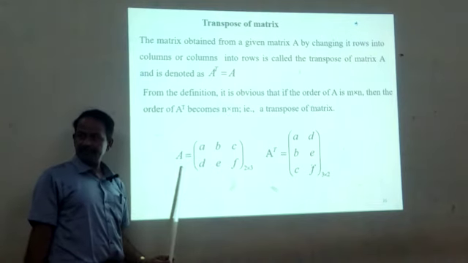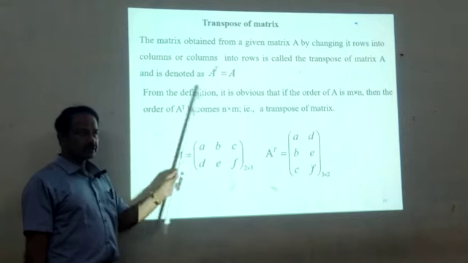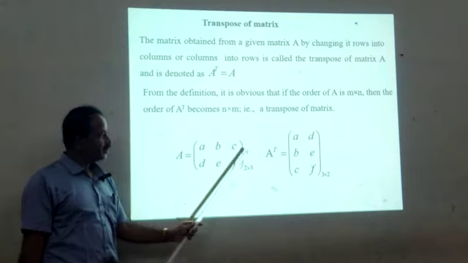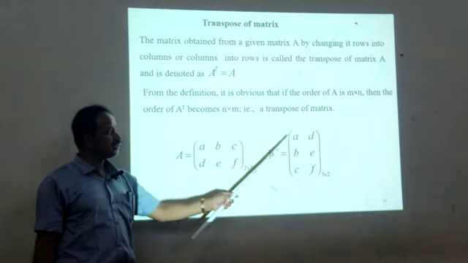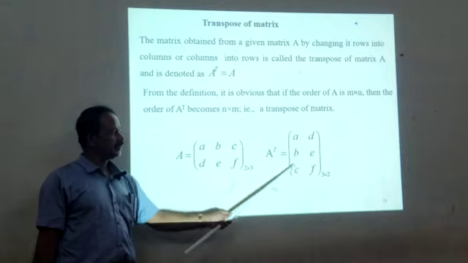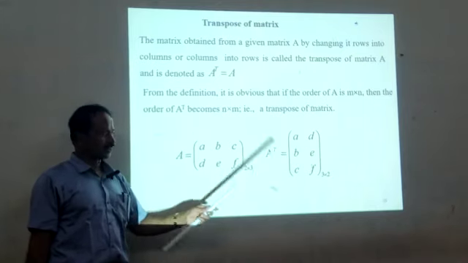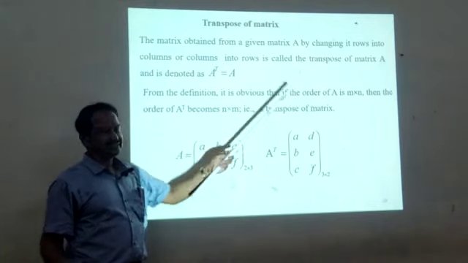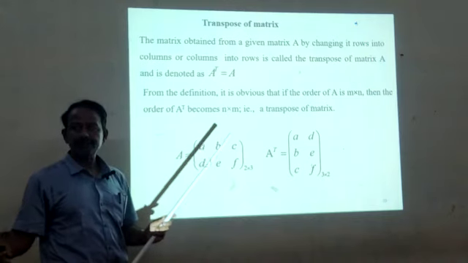For example, just take this matrix A. We have 2 rows and 3 columns, correct? So 2 by 3. Now transpose this matrix, rows into columns, columns into rows. So this becomes A, D, B, E, C, F. So we now have 3 rows and 2 columns. So this is 3 by 2. Okay, so the order will change: m by n will become n by m, or n by m will become m by n.